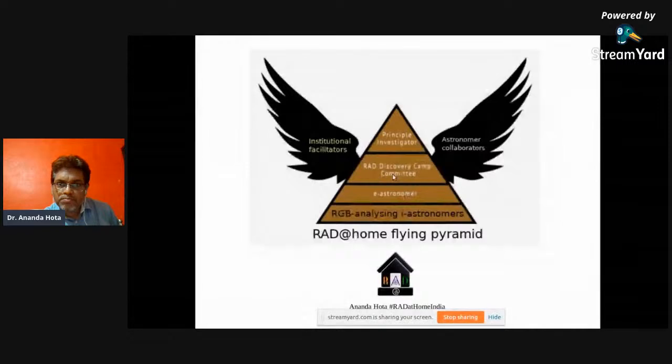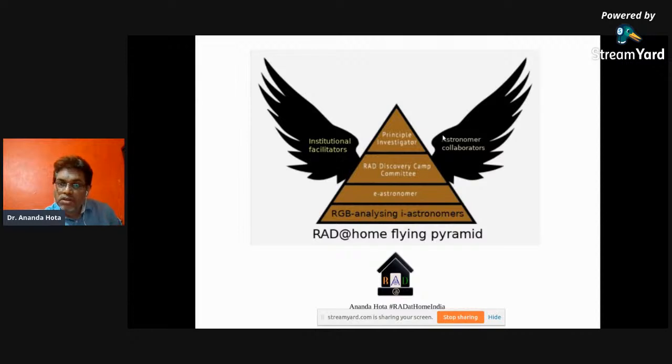Then there are leading members who are participating in the designing of this discovery, because student and teacher kind of put the design together. Then I am there as the principal investigator of this collaboratory. And the people who have been helping us, like Dr. Ratnasri, who is the director of the Nehru Planetarium, they are here, institutional facilitators. 24 institutions are supporting this citizen science collaboratory, I said. The leaders from those institutions are the wing.